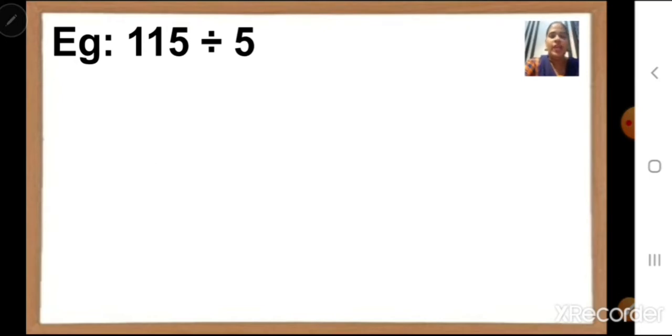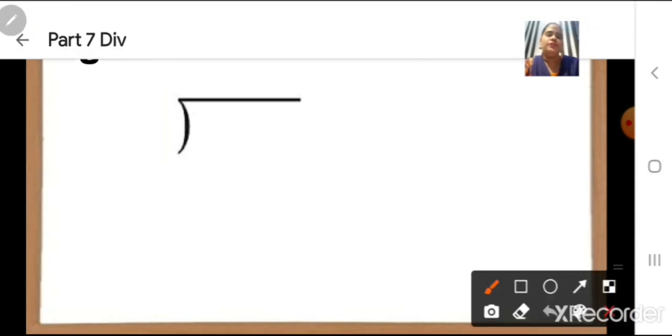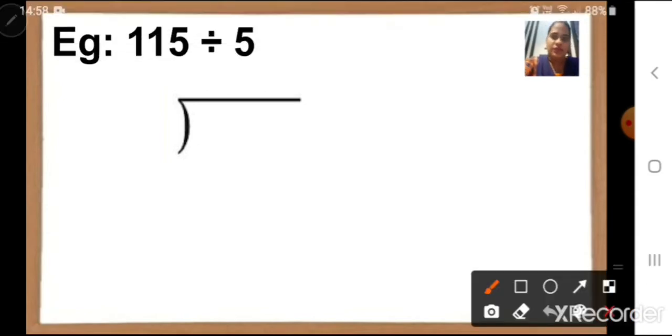Now first of all we have to draw the bracket, right? So after drawing the brackets, we have to write the dividend and the divisor in their place, correct? So I will write 115 here inside the bracket and number 5 here outside, correct? Now let us divide. Children, see, for dividing, first we have to see the first number here, number 1.